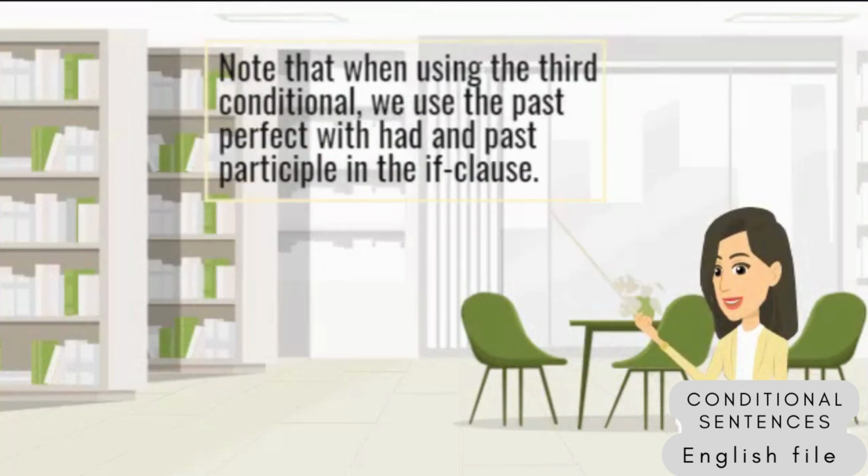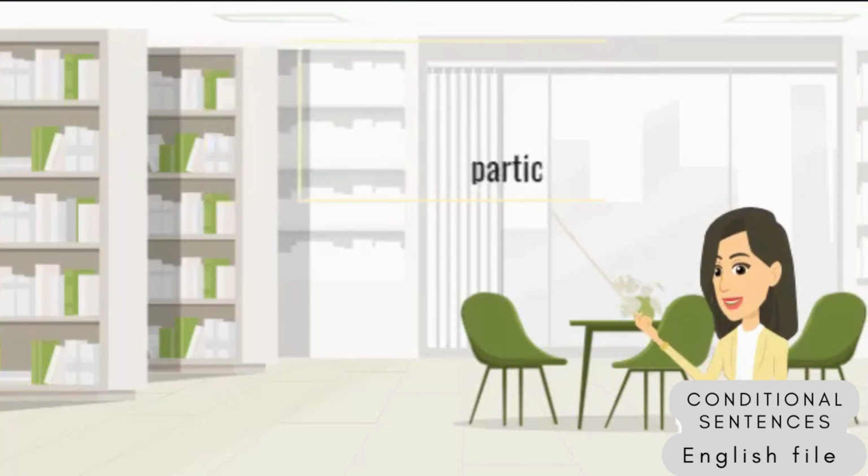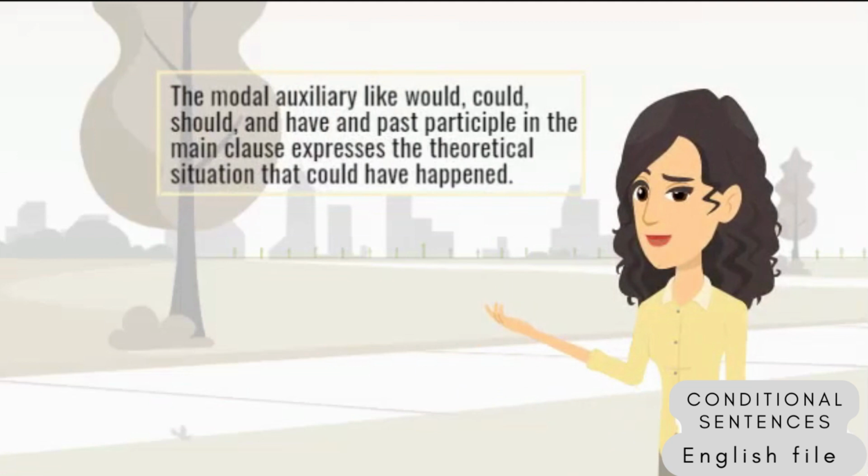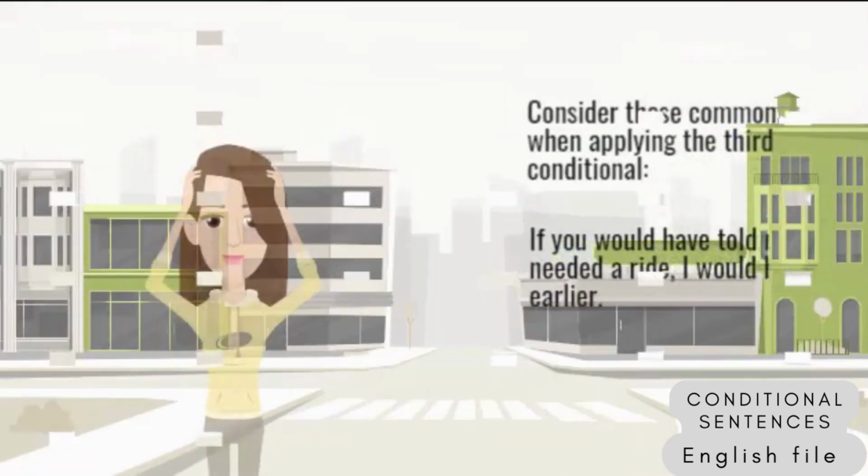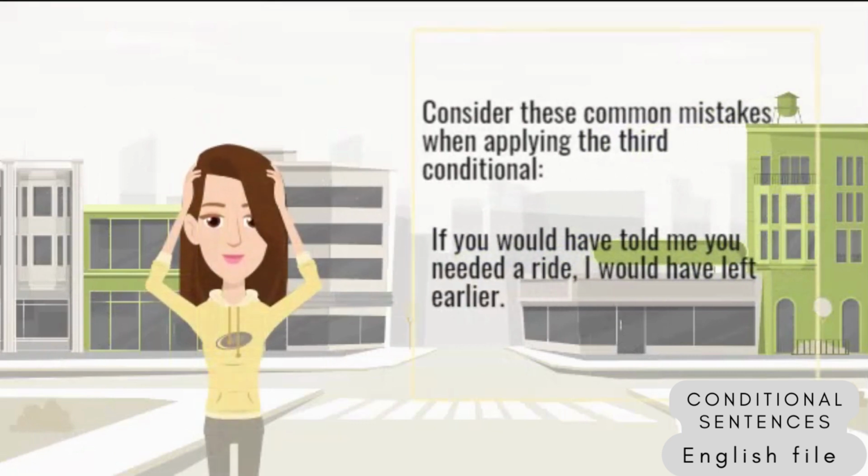Note that when using the third conditional, we use the past perfect with had and past participle in the if clause. The modal auxiliary like would, could, should, and have plus the past participle in the main clause expresses the theoretical situation that could have happened. Consider these common mistakes when applying the third conditional. If you would have told me you needed a ride, I would have left earlier.